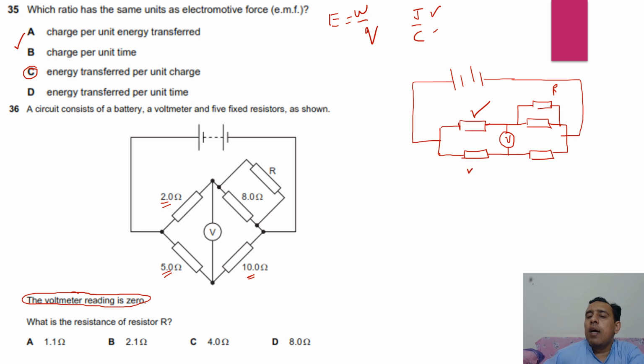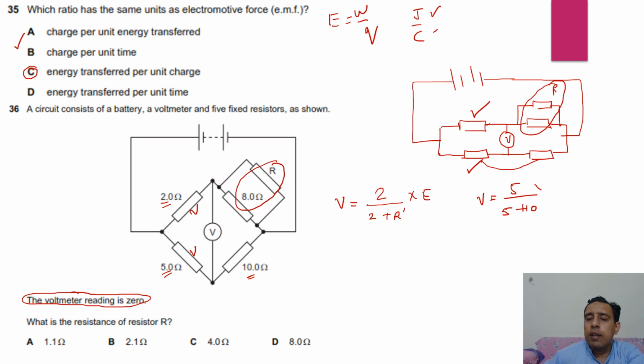So these two resistors are parallel, and if there is no potential difference between these two, the voltmeter shows 0. But look here, if we consider these two parallel resistors a single one, then they are considered to be in series. We can apply the potential divider. First of all, I'm going to find the voltage of this resistor. By using the formula of the potential divider, it's 2 divided by 2 plus R dash, R dash meaning the combined resistance of these two, multiplied with the EMF. For this one, the voltage is 5 over 5 plus 10 into E.